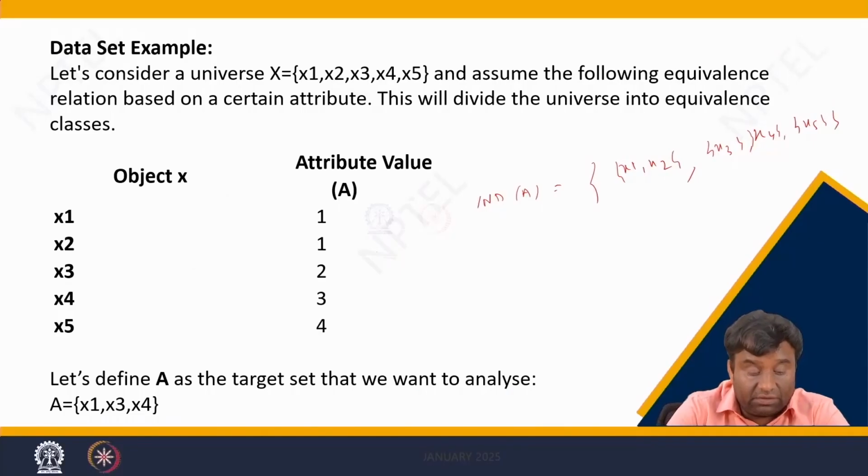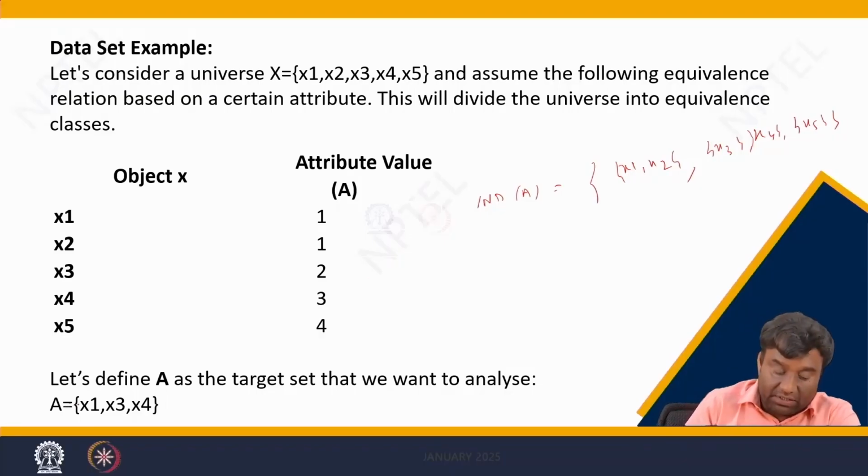Data set example. Another example. Let's consider a universe of x1, x2, x3, x4, x5, and we assume the following equivalence relation based on a certain attribute. This will divide the universe into equivalence classes. The attribute values of A are 1, 1, 2, 3, 4. So here the indiscernibility of A: these two are the same. x1, x2, x3, x4, x5. The target set we define as A equal to {x1, x3, x4}. So you can write the indiscernibility of A1.